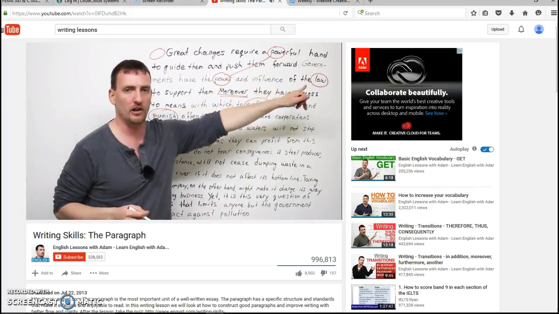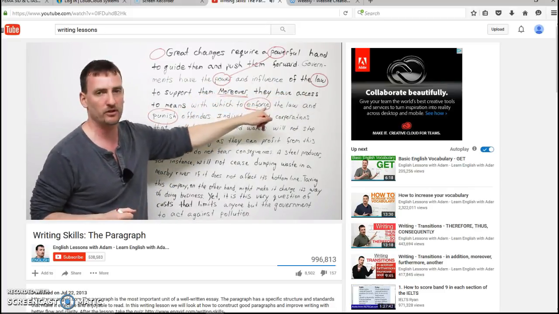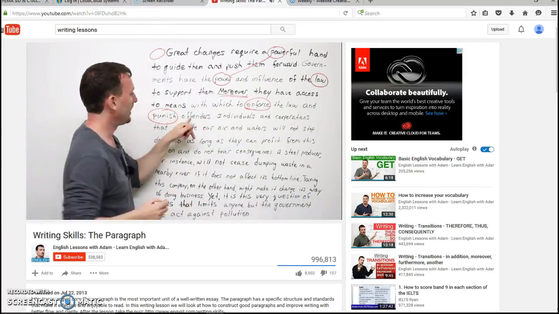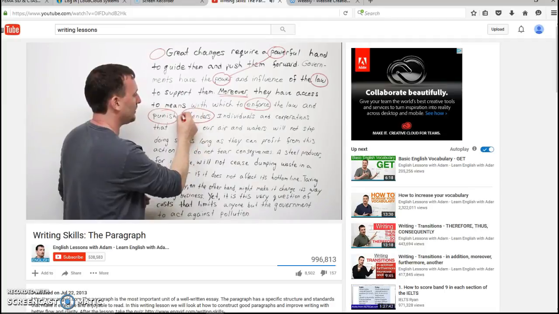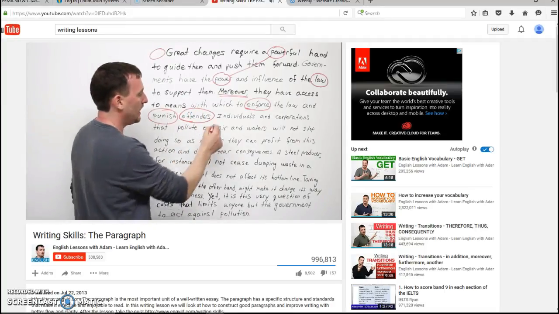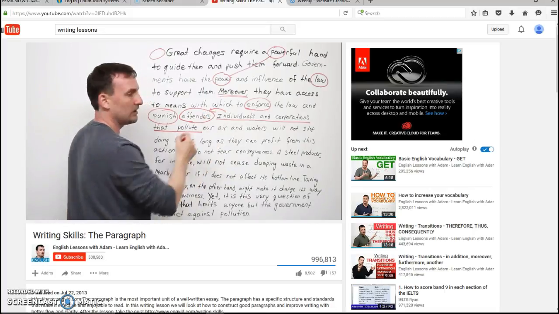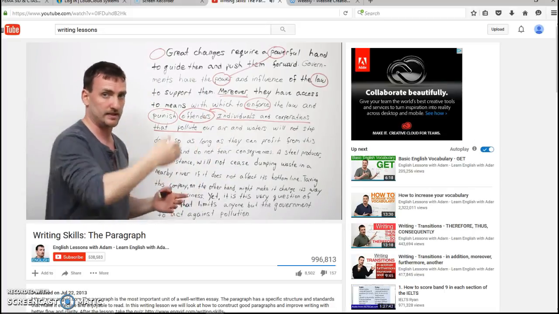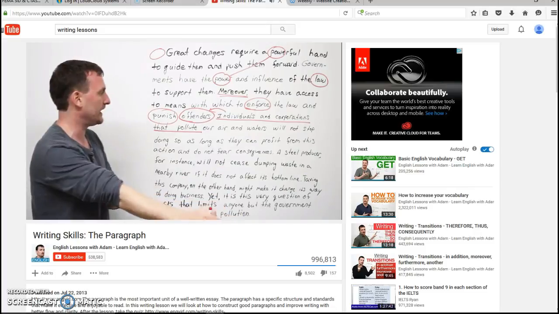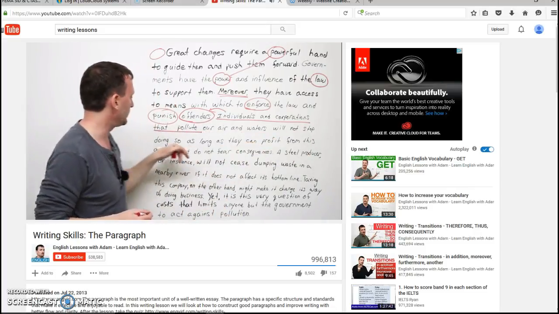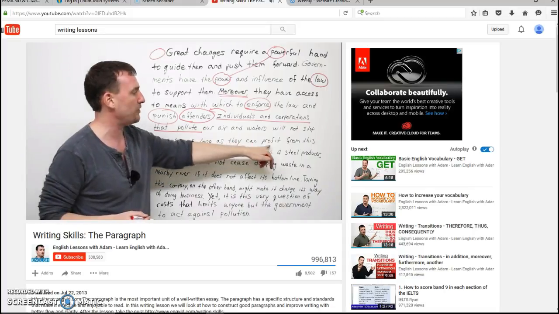So they have the power of the law. With this power, they can enforce and punish. Everything, I'm connecting everything to everything. Offenders. Now here, I'm talking about offenders. Individuals and corporations that pollute. These are the offenders. So one sentence flows into the next sentence, into the next sentence. Pollute our air and waters, will not stop doing so as long as they can profit.